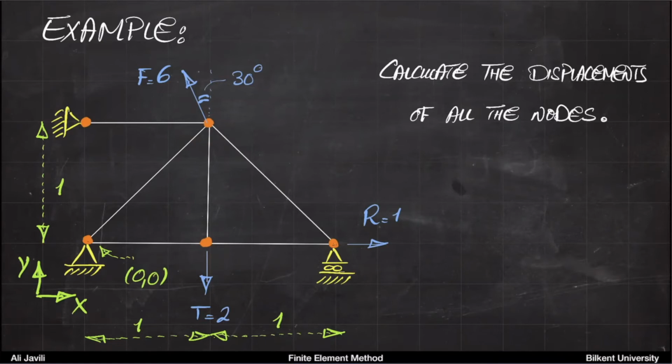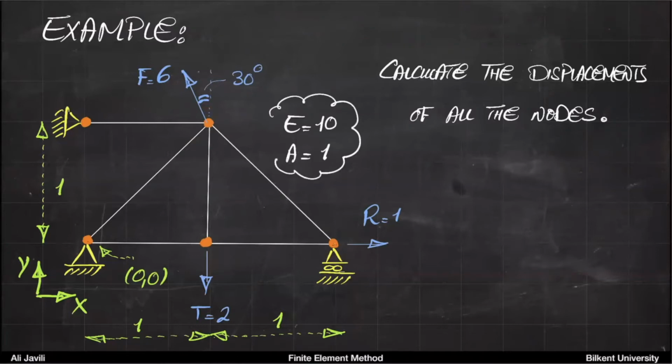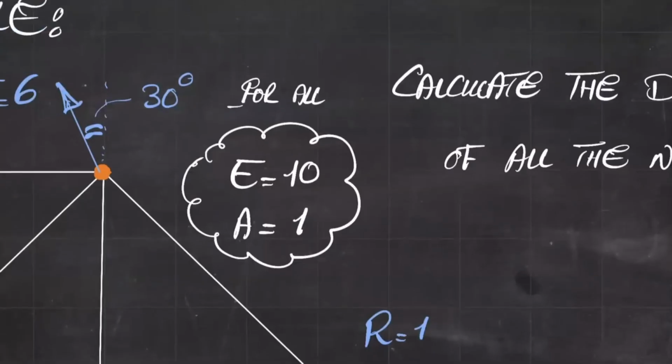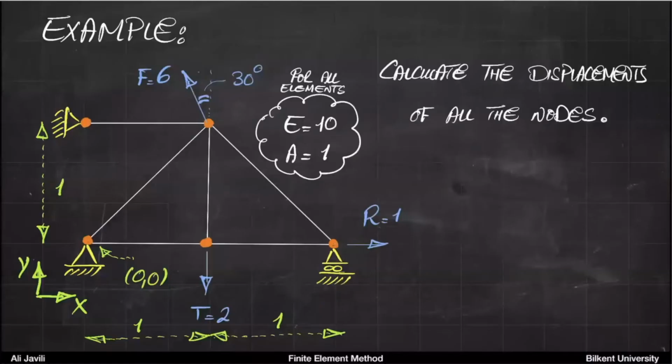And for all the structure, you can assume all the E's, the elastic modulus of all these elements, are 10 for simplicity. All their areas are 1. Okay. So this holds for all elements, but pay attention again, this is not a must. Sometimes we have different values for different elements. Okay, so we want to solve this together.